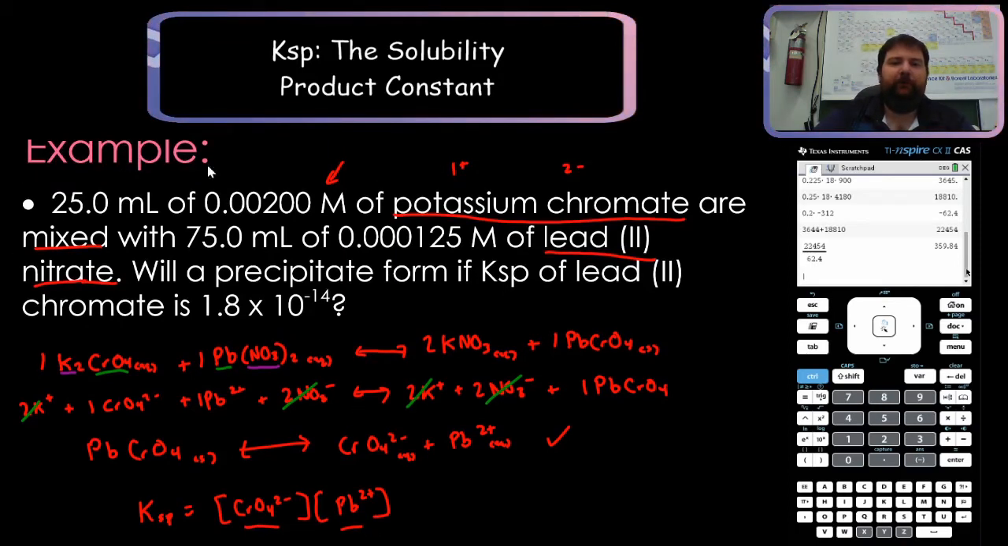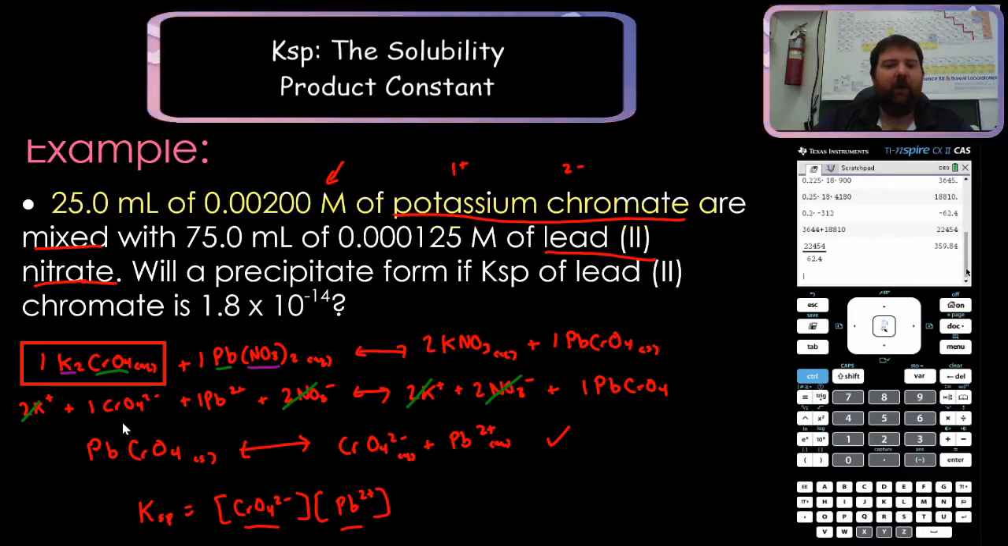Let's read what we're told. We are told that we have 25 milliliters of a 0.002 molarity of potassium chromate. Now, potassium chromate might not look like it's going to be super helpful to you, but it will be. This is potassium chromate. What do I need? I need my concentration of chromate. Well, chromate is coming from the potassium chromate, right? This thing is going to split into potassium and chromate.